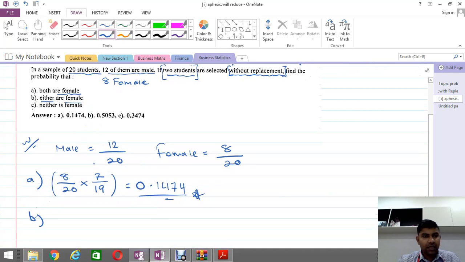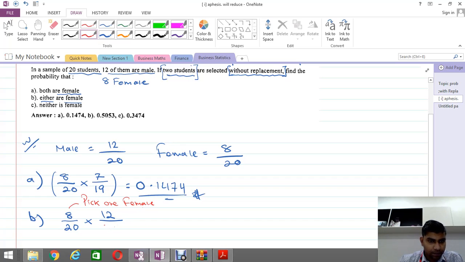Either are female. Either are female means one can be female, another one can be male. So over here what's going to happen is, we start with the female first. We take the female, then another one becomes the male. Male we have 12, but remember you already pick one female. Okay, in total it reduced by what? 19.